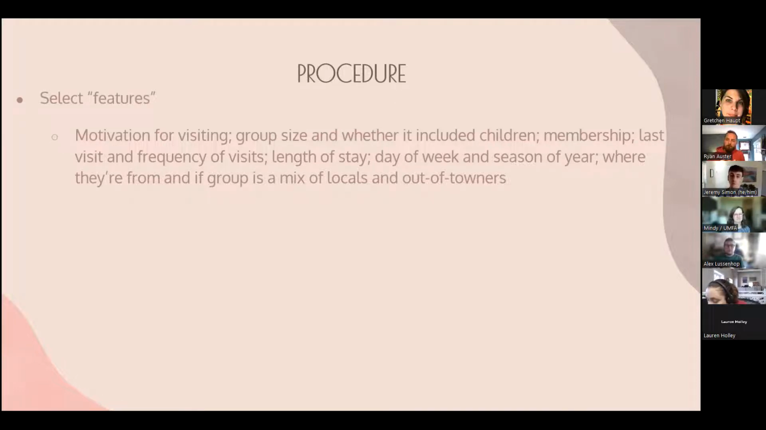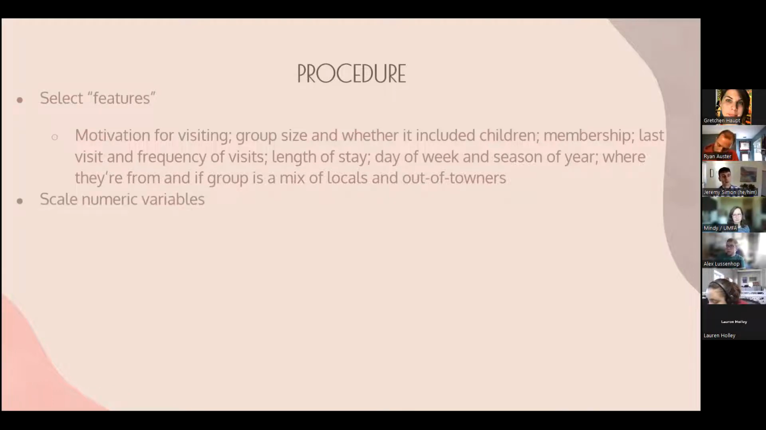We included group size, a binary variable for whether a group was adults only or had children in it, whether they were members or non-members. Last visit, frequency of visit, length of stay, day of the week, season of year, and where they're from. Those were binary variables, either you're from the greater Boston area or not, or you're from the state of Massachusetts or not, and then whether a group was locals, out-of-towners, or both. So those are what we're using to categorize our audience. And that's arbitrary, and I'd love to hear people's thoughts on what should or shouldn't be included for categorizing audiences.